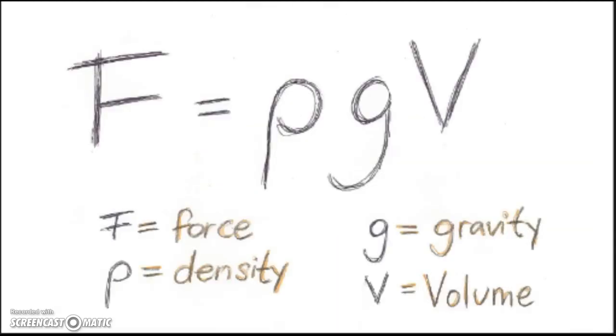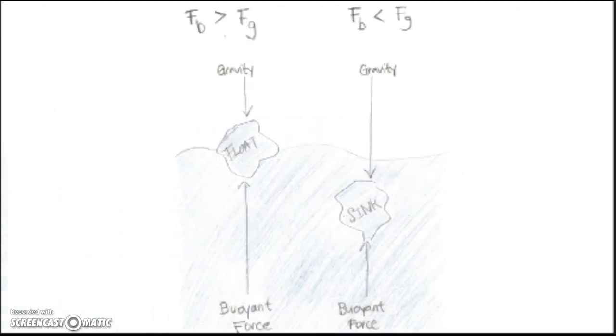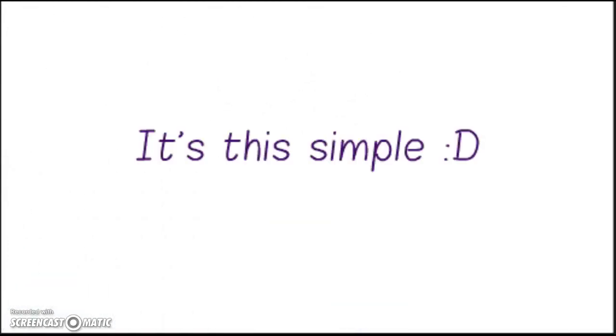Archimedes' principle on buoyant force can be described by this equation, where force equals density times gravity times volume. If the buoyant force is larger than gravity, the stone will float, but if it's less, the stone will sink. Is this simple?